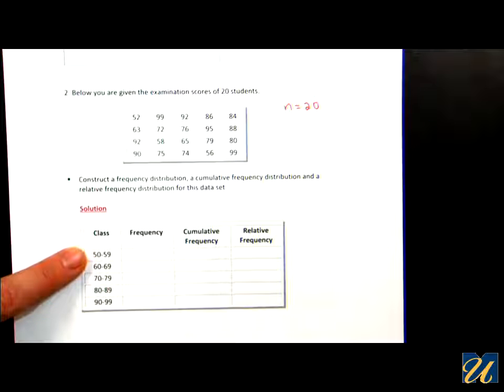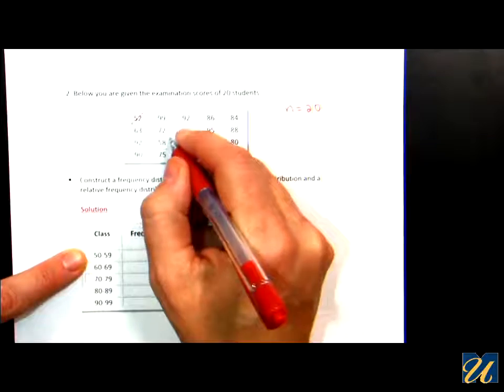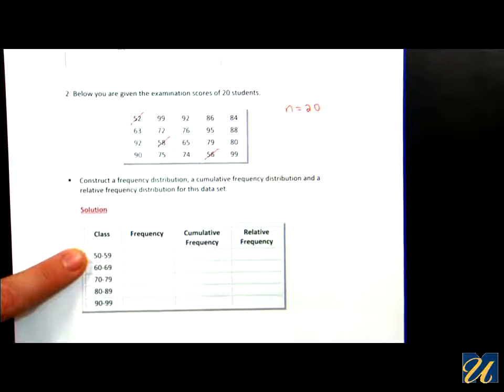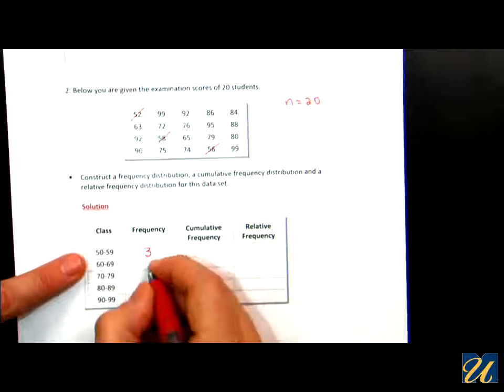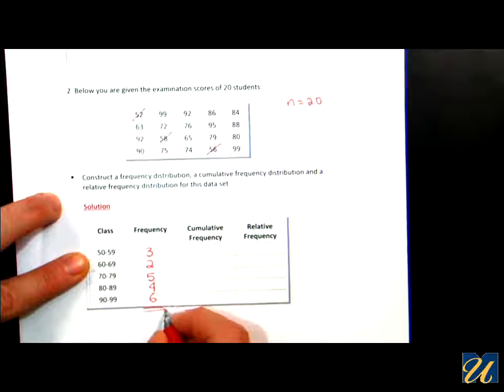So in our case, we have 3 entries from 50 to 59. So your frequency will be 3. And you do the same for the remaining ones: 2, 5, 4, and 6, for a total of 20.